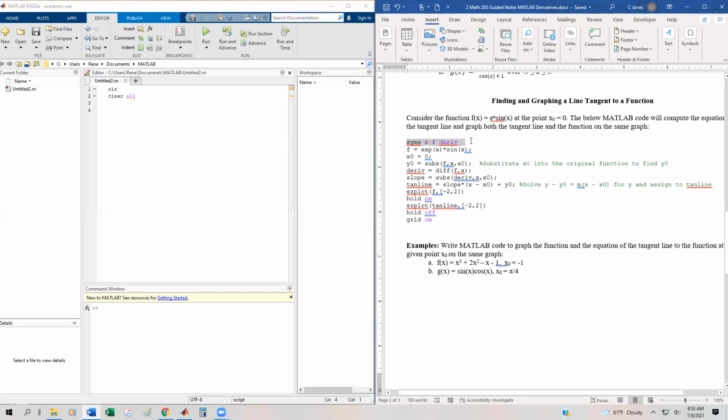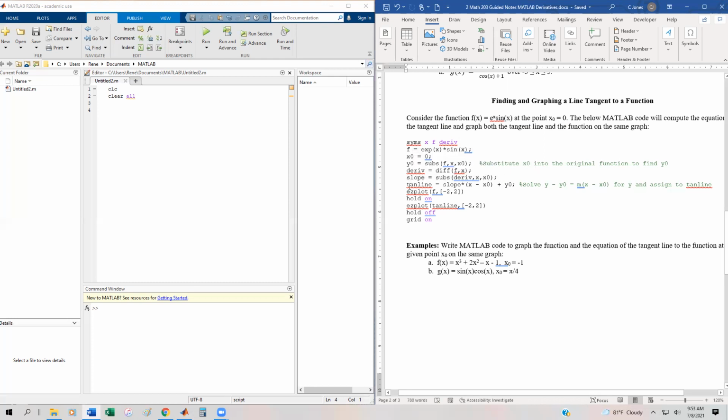So we do our syms variables and we do our f. I defined x naught to be 0 as a variable. And to get y naught, the y coordinate, I just plug x naught back into the variable x in the function f. So basically in here, you're going to plug a 0 and a 0, and that's what this function does and assigns it to y0. Then we take the derivative, which helps us to find the slope. And the slope is going to be when we substitute x naught back into the derivative. So that's what this line does.